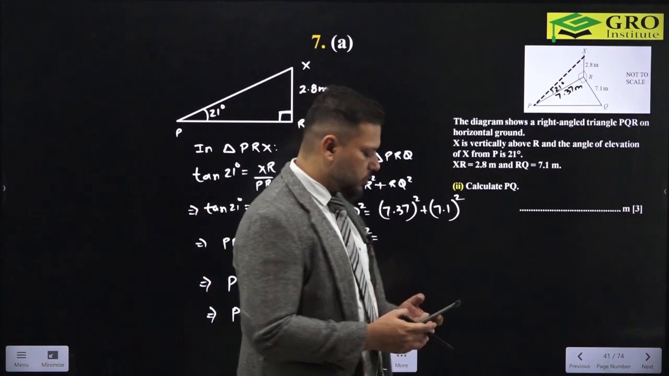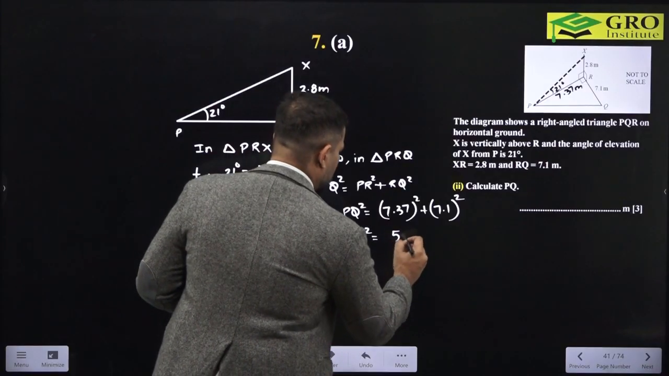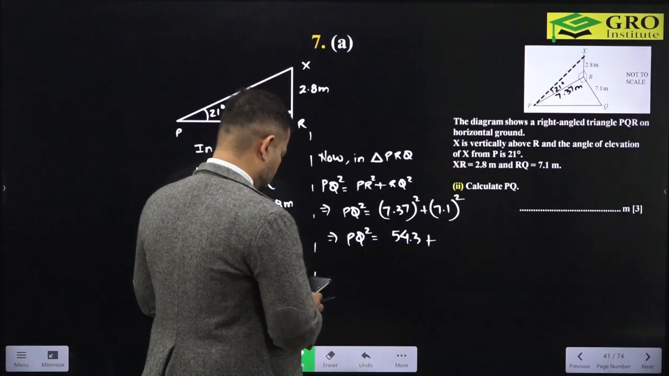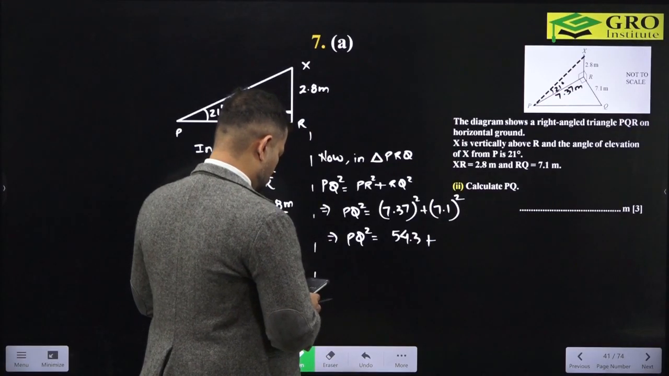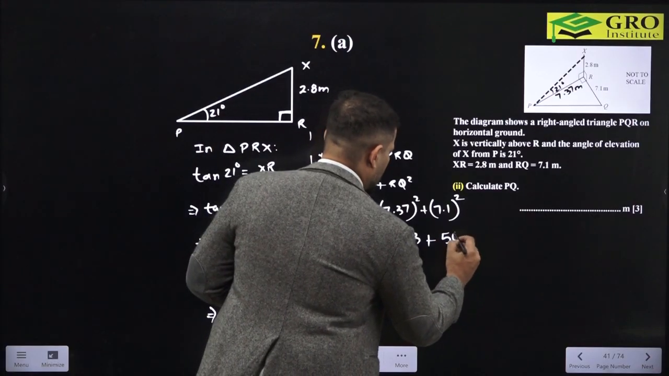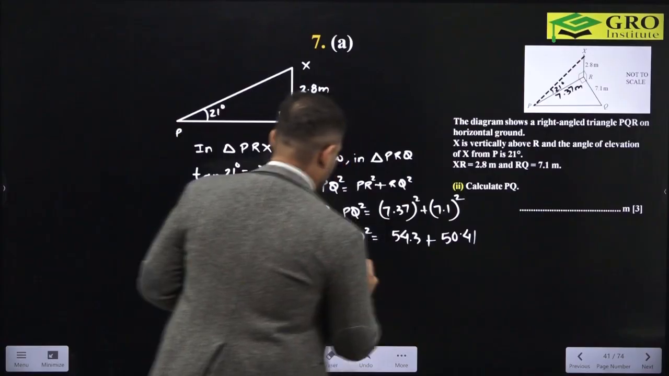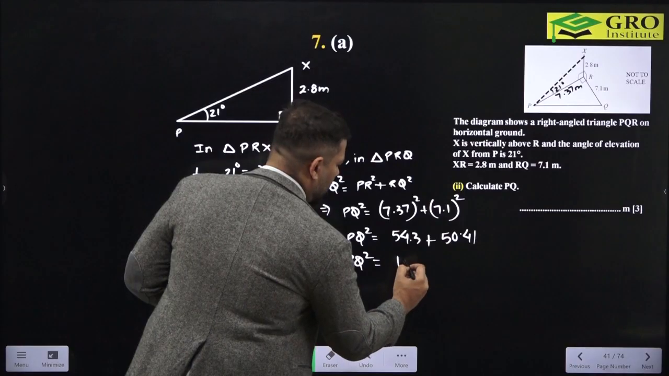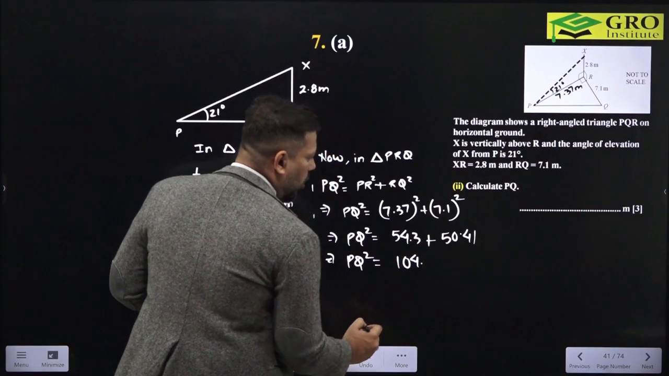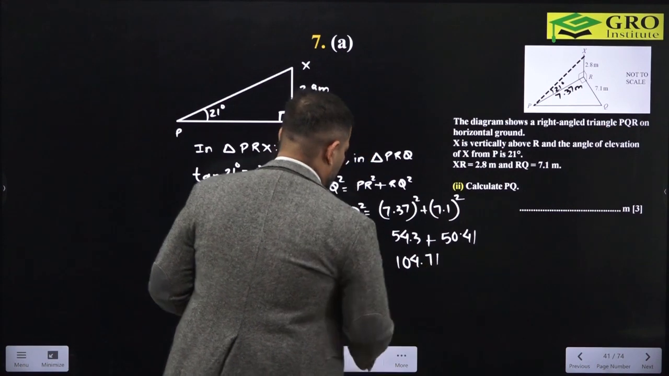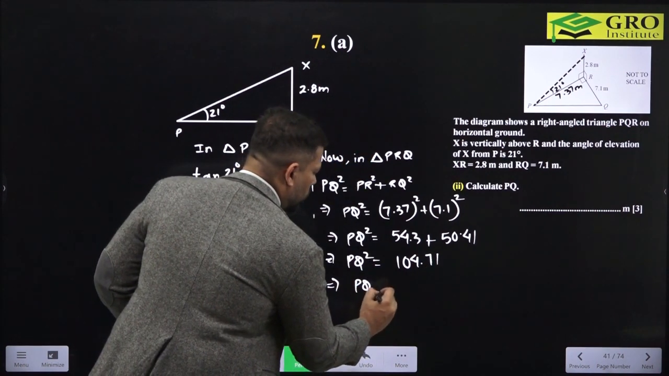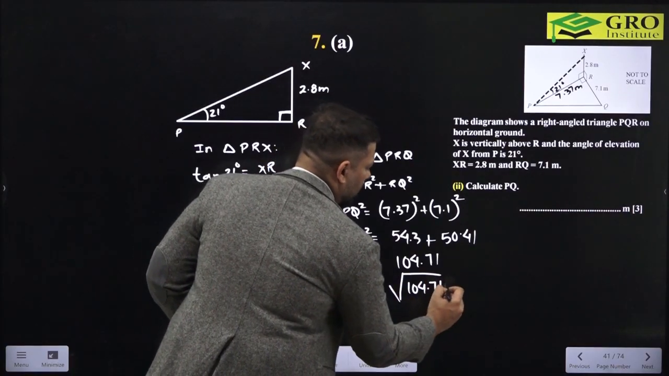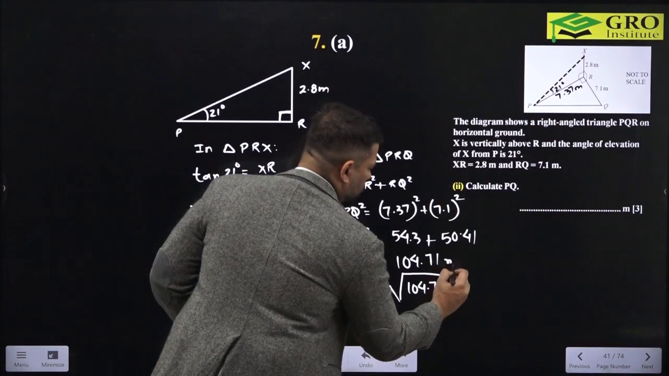So here we have 7.37 square, which is 54.3, and 7.1 square is 50.41. If I add them, look what I am going to get. This is going to be 104.71. So to get the value of PQ, we'll need to take the square root of 104.71. That would be in meters, because this was in meter square.